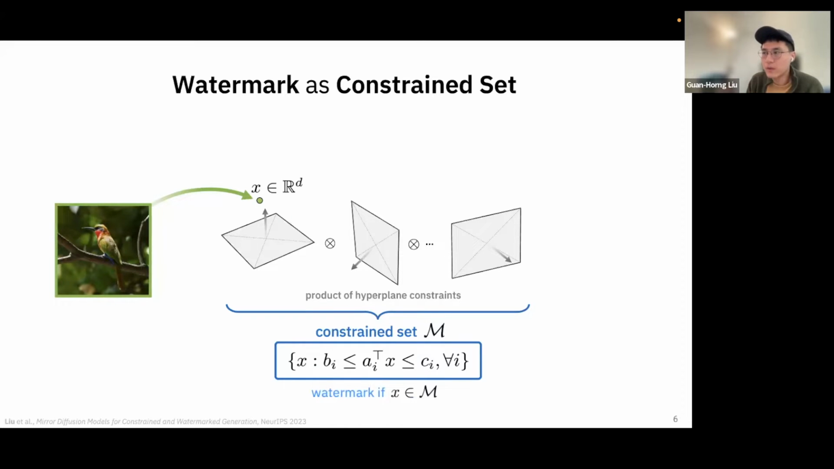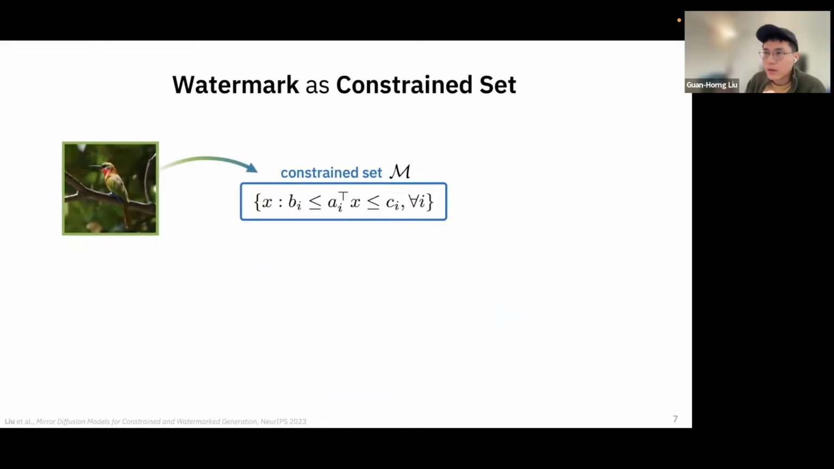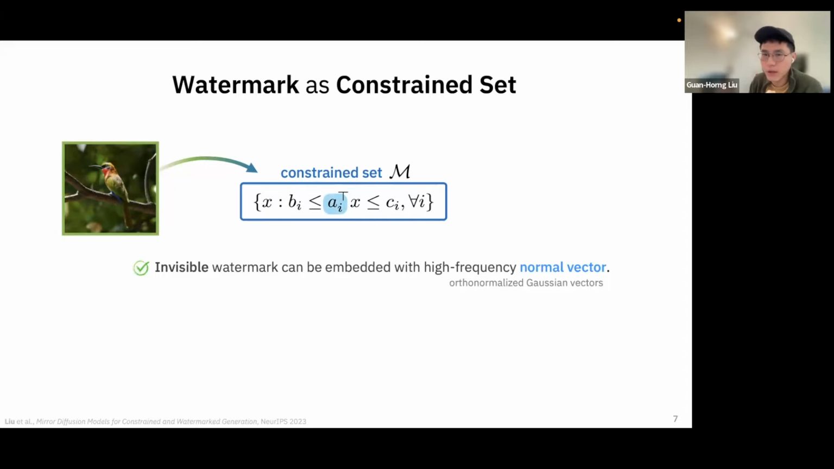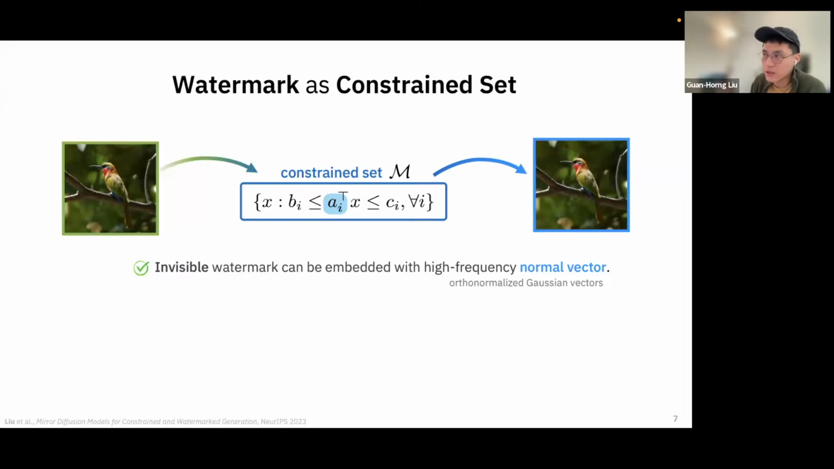In the sense that if an image satisfies all the hyperplane constraints, then we will treat the image as watermarked. So the reason why we are interested in this particular constraint set is because, first of all, we find that invisible watermark can be embedded with high frequency normal vectors, such as orthonormalized Gaussian vectors. And this is because high frequency perturbation in pixel space is often hard to detect for humans, in the same way of how adversarial examples are constructed. And in fact, this is exactly how all the prior watermarked images are generated.